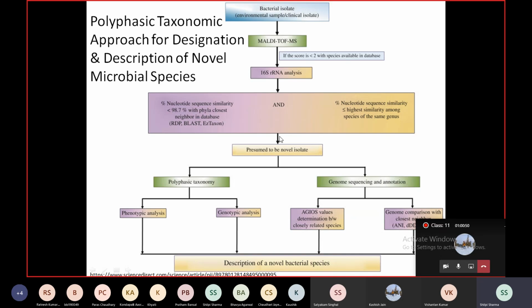Then if it's presumed to be a novel isolate, you perform the polyphasic taxonomy that I just mentioned. Phenotypic and genotypic analysis is to be performed, and even complete genome sequencing is to be performed, and only then will you be able to describe a species as a new species.